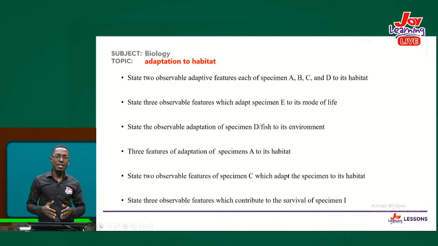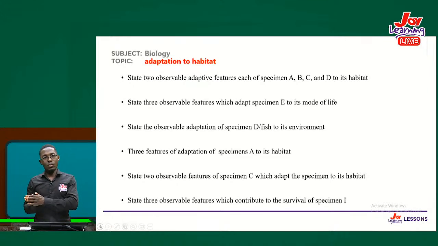They can also say state structures on the organism and how it functions to enable it survive within its habitat. It's the same as adaptive features. So if they use structure and function, and they use adaptive features, it's the same thing. Three features of adaptation of specimen A to its habitat. State two other features of specimen C which adapt the specimen to its habitat. State three observable features which contribute to the survival of specimen I.